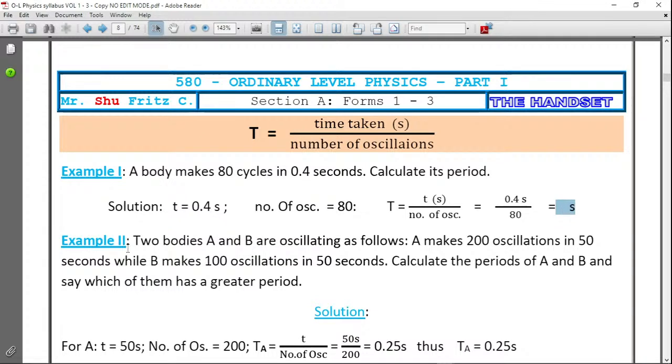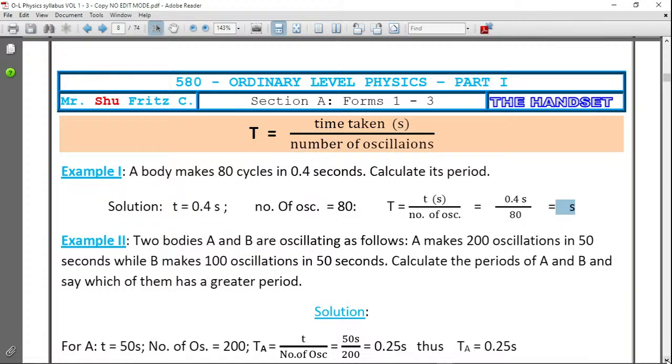Now example 2. Two bodies A and B are oscillating as follows. A makes 200 oscillations in 50 seconds, while B makes 100 oscillations in 50 seconds. So they are both 50 seconds, right? Calculate the period of A and the period of B and say which has a greater period.